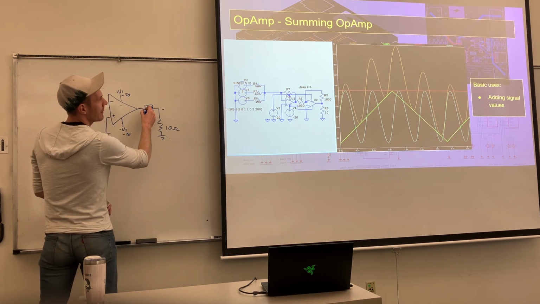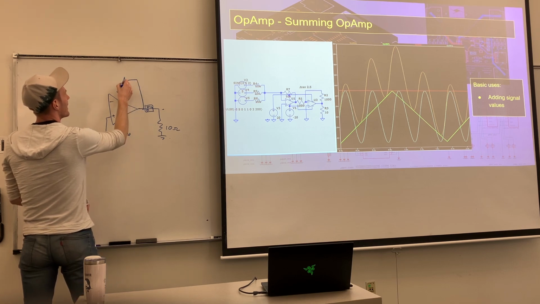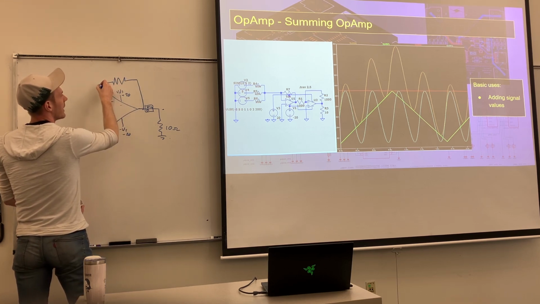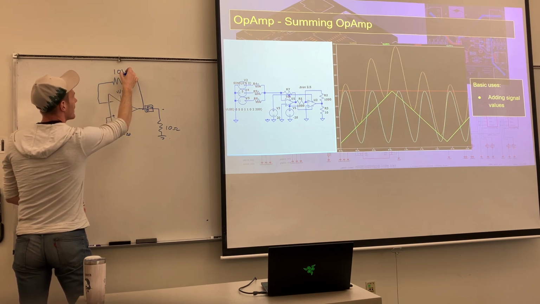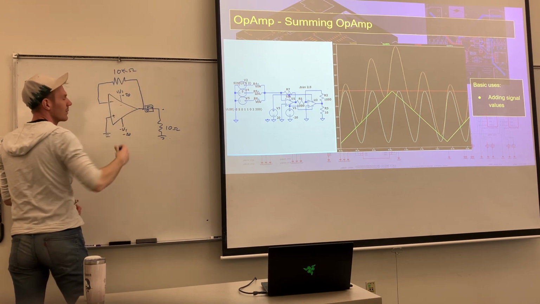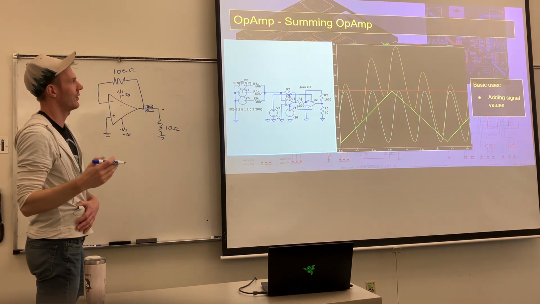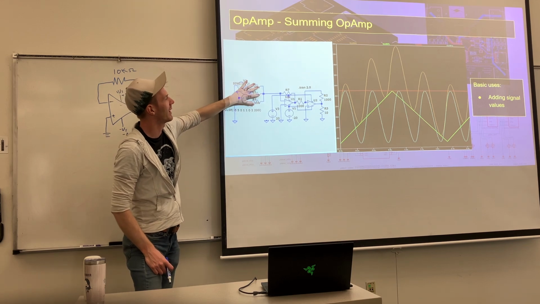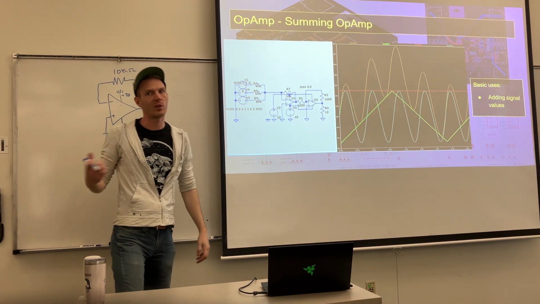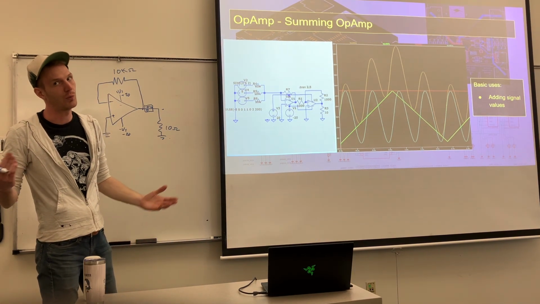But we have our feedback coming back. We have a 10k ohm resistor here. This 10k ohm, so 10,000 ohms, is again important for setting the gain. The gain in this case is set by these resistors and that resistor. They should all be the same if you want the gain to be 1, right?